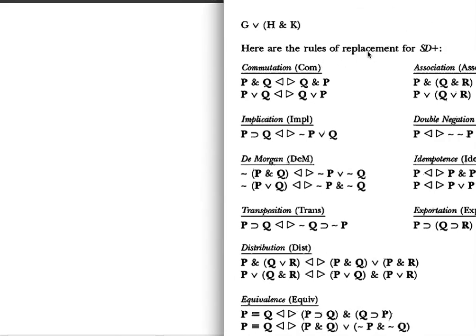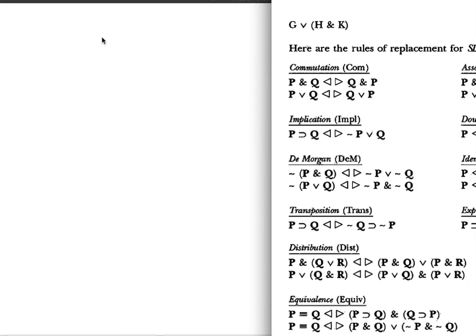Another way of thinking of rules of replacement is that they're just saying that since these two sentences are equivalent, you can just plug in the equivalent sentence. So we know that this conditional is equivalent to the negation of the antecedent with the disjunction of the consequent. And since they're equivalent, you can just replace one with the other. So let's do that real quick.